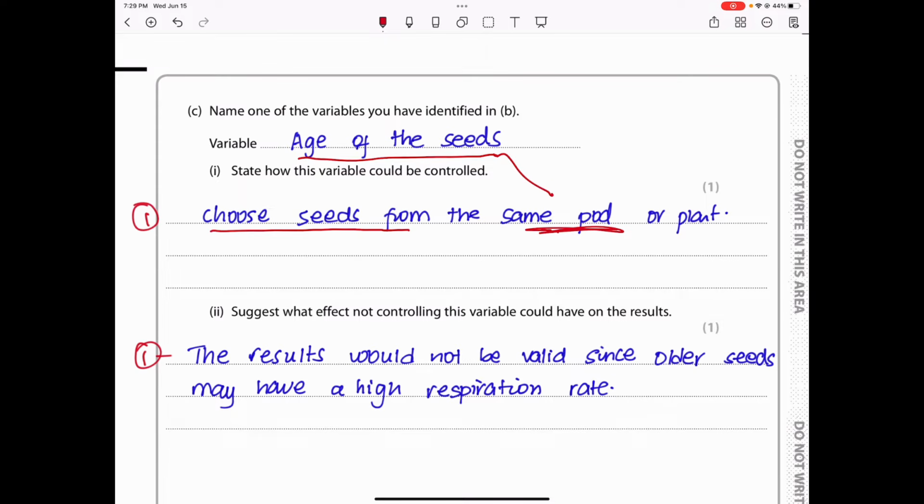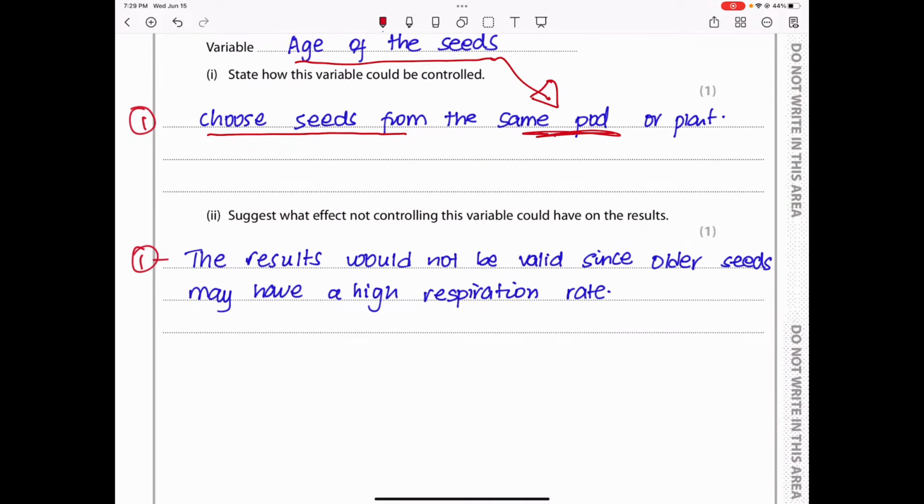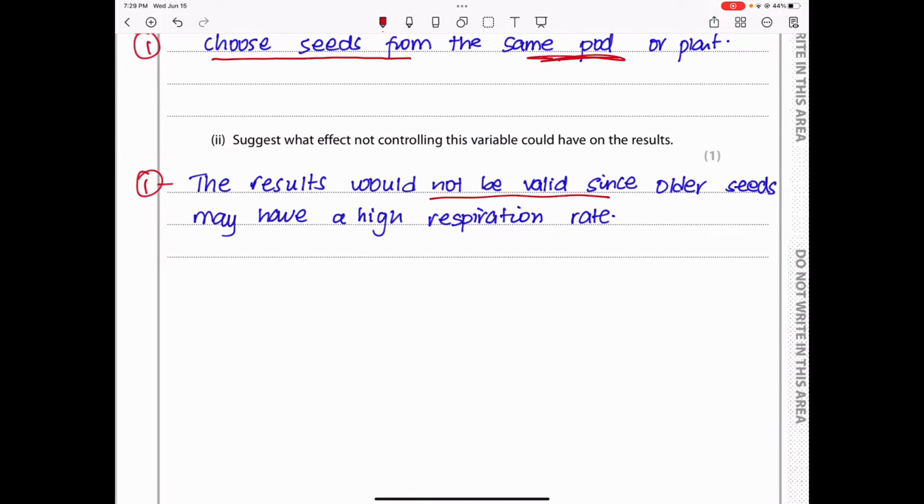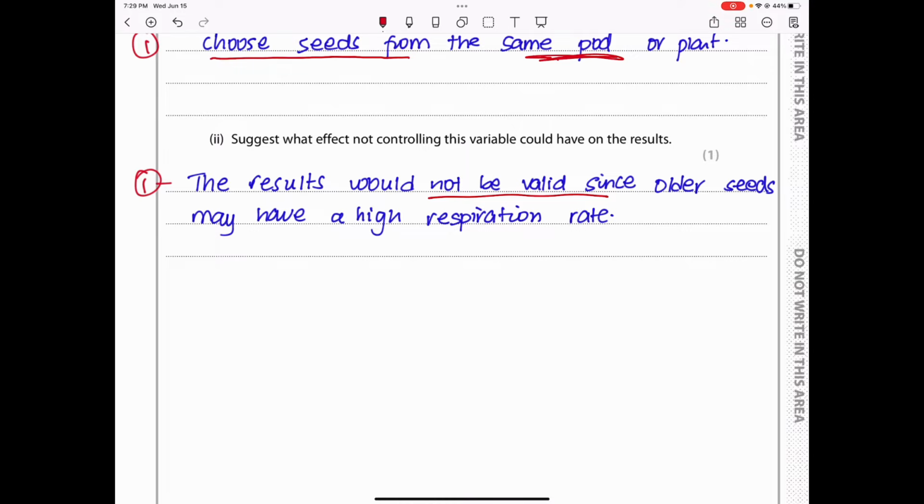That way I can make sure at least there is going to be closeness in age if they are from the same pod or at least from the same plant. And then suggest what effect not controlling this variable could have on the results. The results will not be valid because if the seeds are older and some are younger, older seeds and younger seeds are not going to have the same rate of respiration. So maybe older ones could have a higher respiration rate than the young ones, which could confuse the result interpretation.